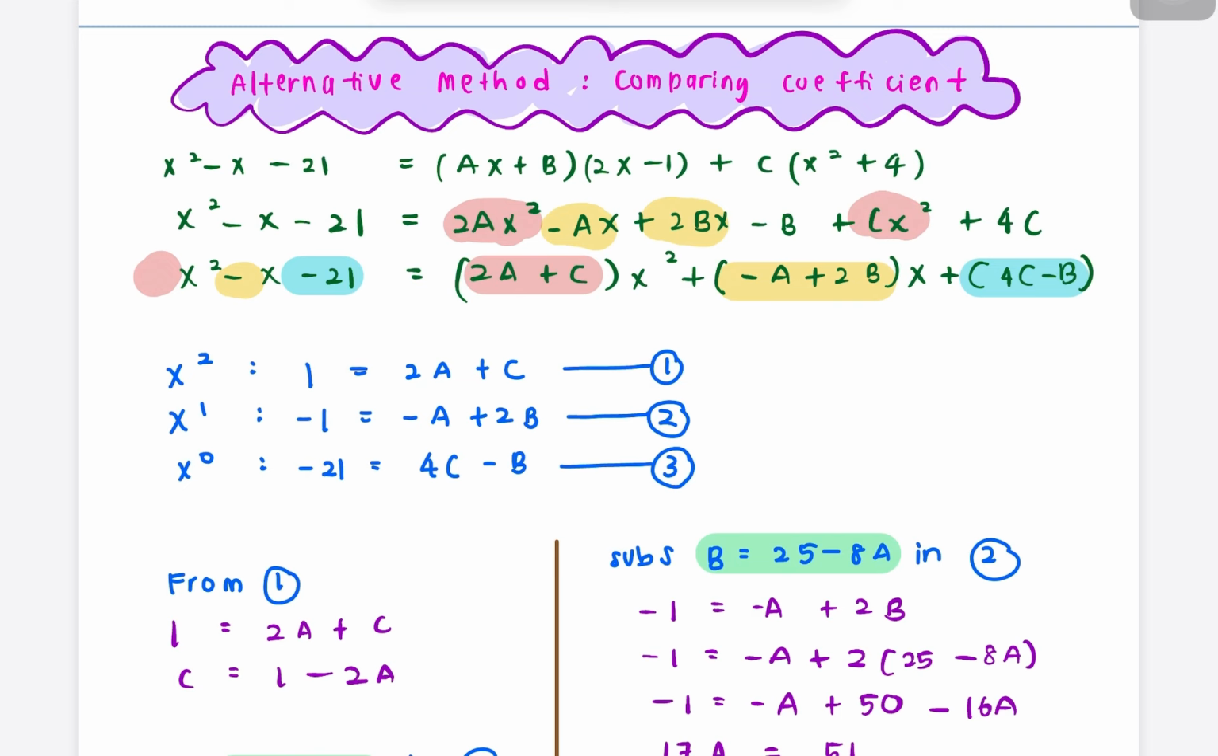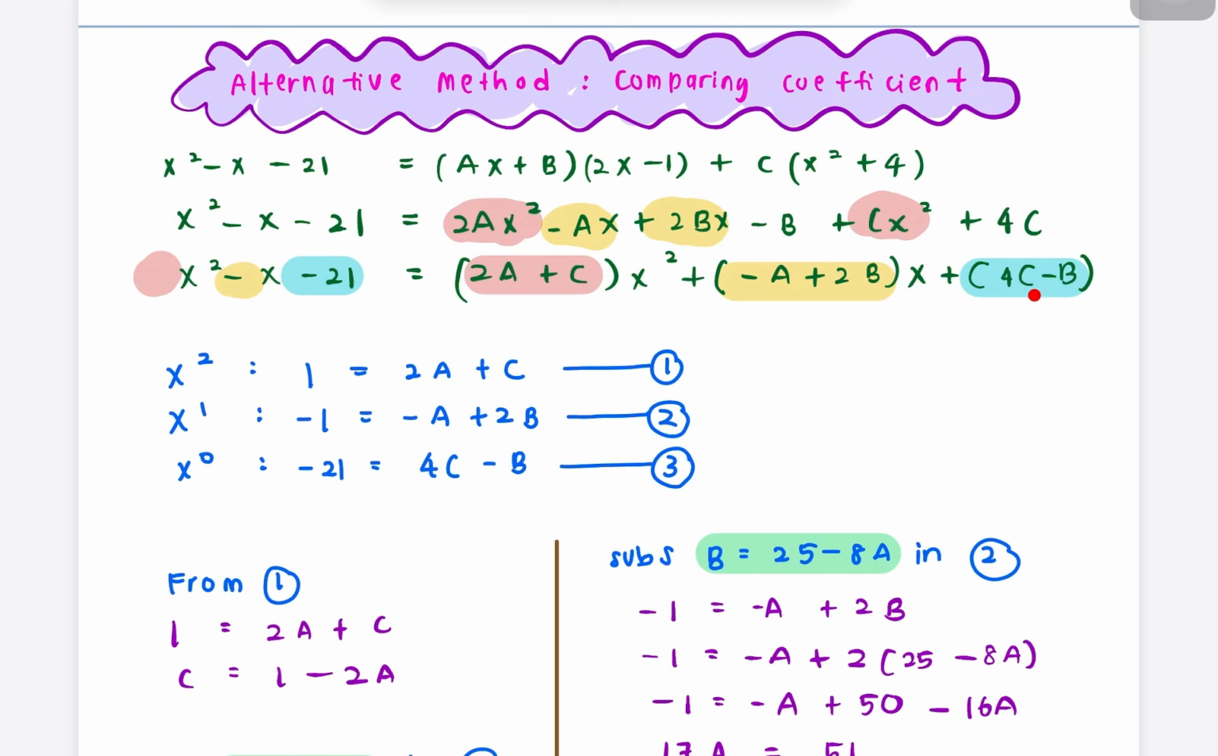So your coefficient for X squared is 1 equal to 2A plus C. For X power of 1, negative 1 equal to negative A plus 2B. For the constant, negative 21 equal to 4C minus B. So you have equation 1, 2 and 3. So your aim is to find unknown ABC. So just use simultaneous equation. This one is up to you how to find all the ABC value.